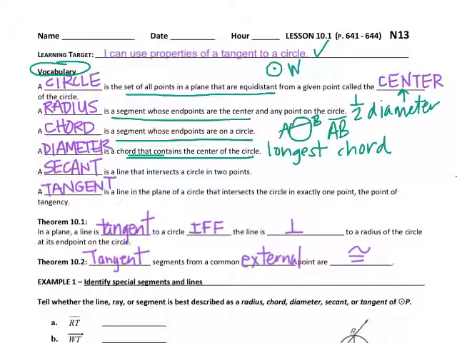Our next term, secant, is a line that intersects the circle in 2 points. So it's a line. Okay, what's the difference between a line and a segment? Well, a line goes through and continues on. So a secant is going to be something that touches the circle in 2 places, but it also continues on past the circle. And that's the difference between a secant and a chord.